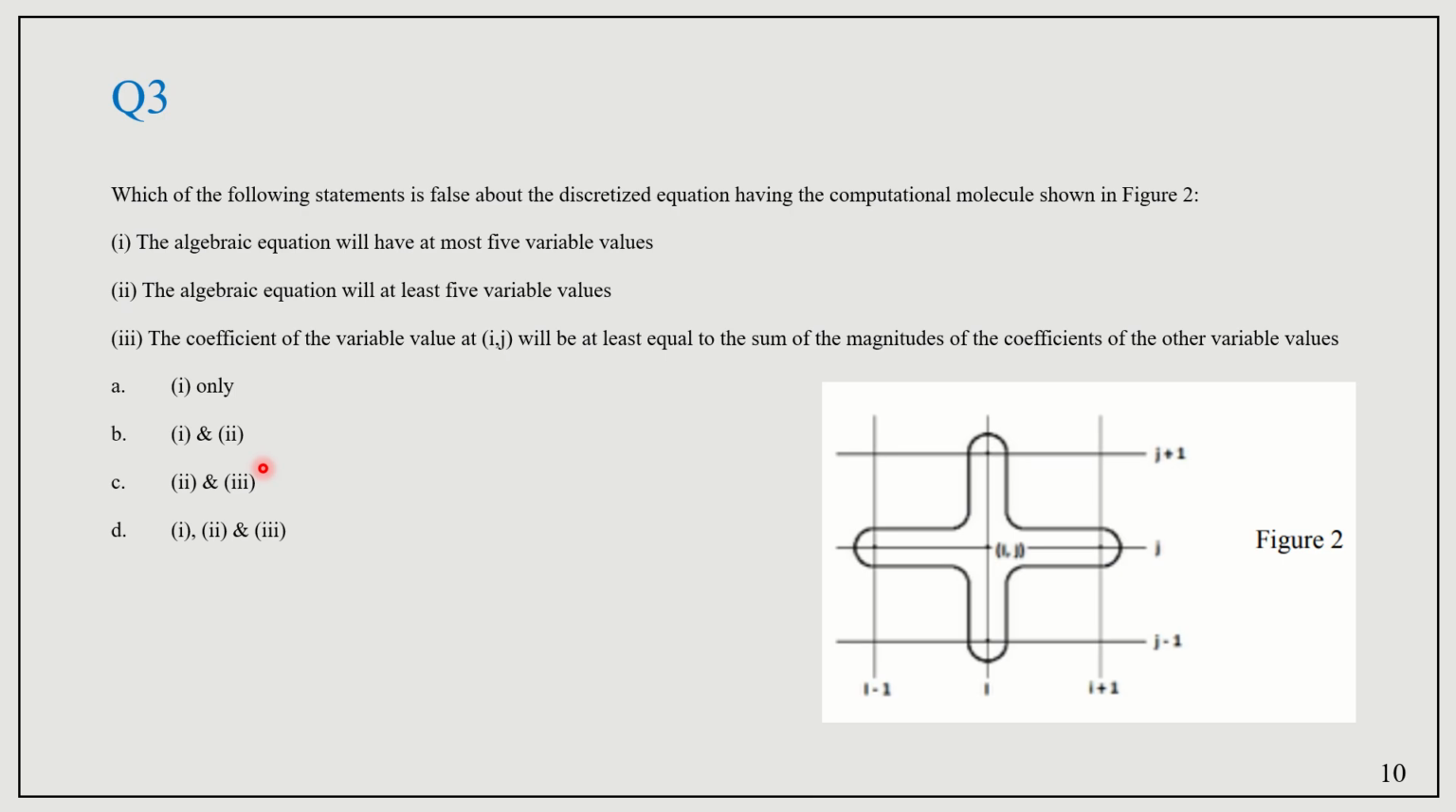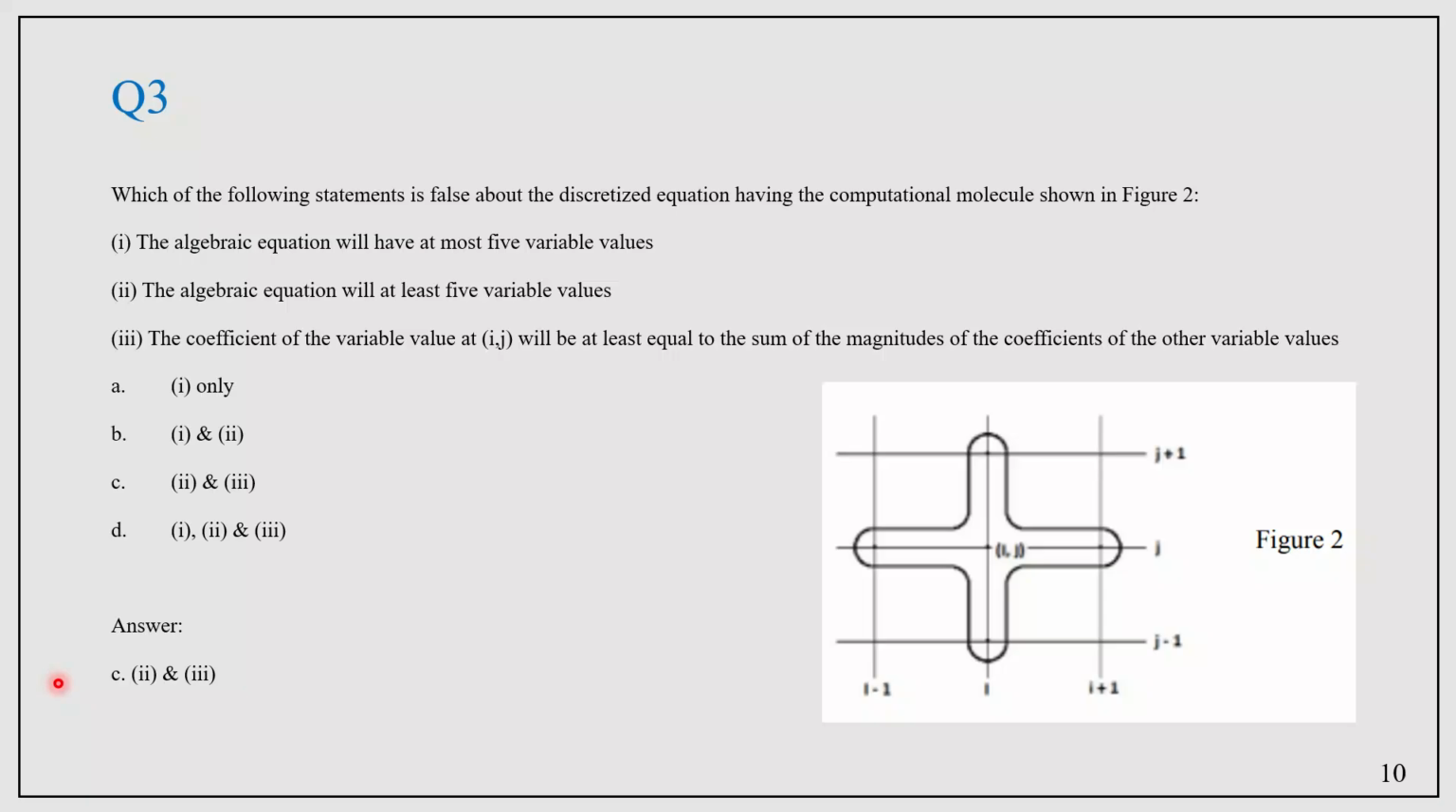Which of the following statements is false about the discretized equation having the computational scheme shown in figure 2? The first statement, algebraic equations will have at most 5 variables, is true. The second one, algebraic equations will have at least 5 variables, is false. Similarly, coefficient of variable value at I comma j will be at least equal to the sum of the magnitudes of the coefficients of the other variable values. Again, the third statement is false. So second and third are false, one alone is true. So option C is the right answer.